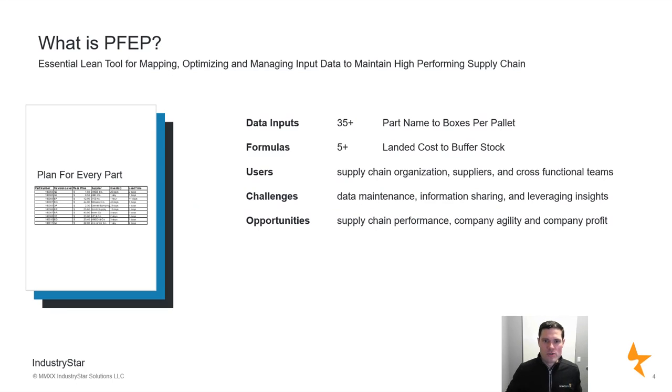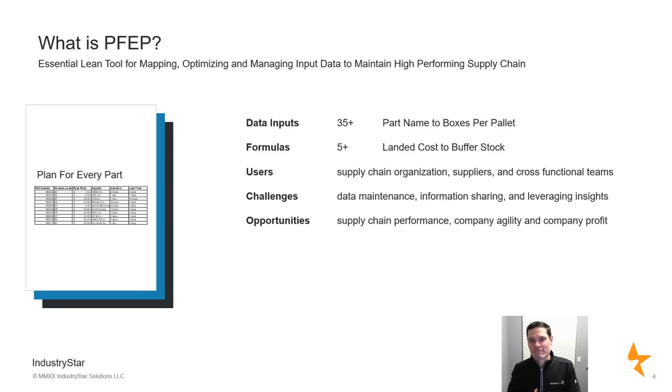Now, PFEP is an essential lean tool for mapping, optimizing, and managing data input to maintain a high-performing supply chain. PFEP is like a football game plan. If you prepare a solid game plan, practice your game plan, and execute your game plan, by and large, you're going to win more games.